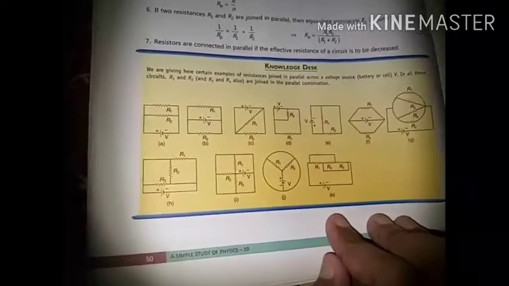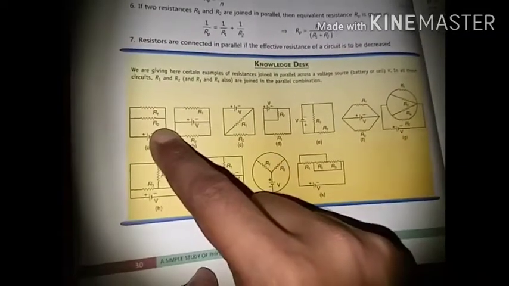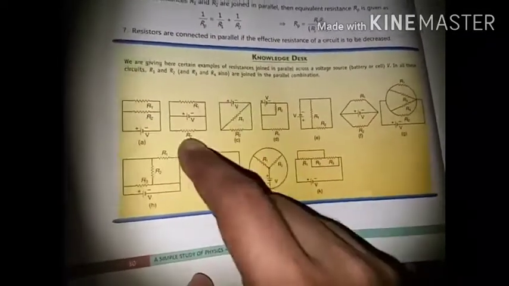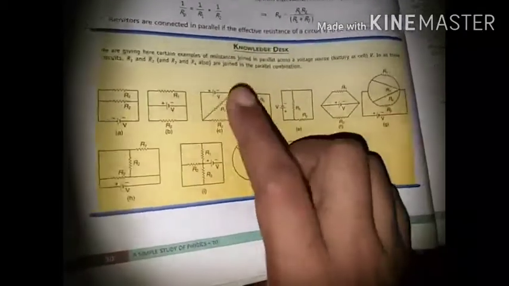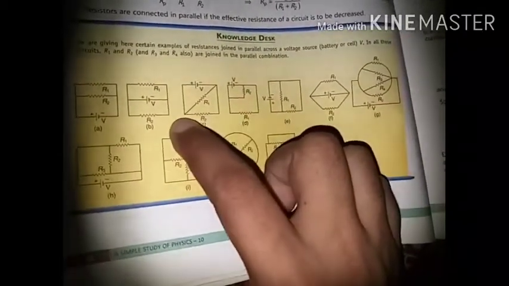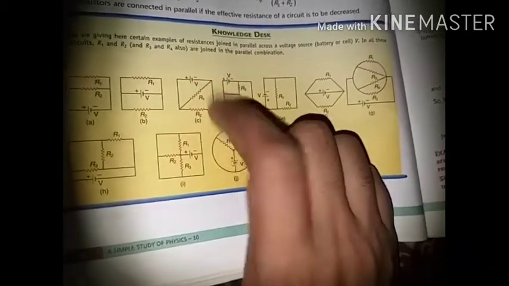Now, these are some of the circuit diagrams that you may refer to for understanding parallel combination of resistors. Like the first one being again the usual manner in which two resistors are joined in parallel, but the other circuit diagrams also show how two or more resistors can be joined in parallel.